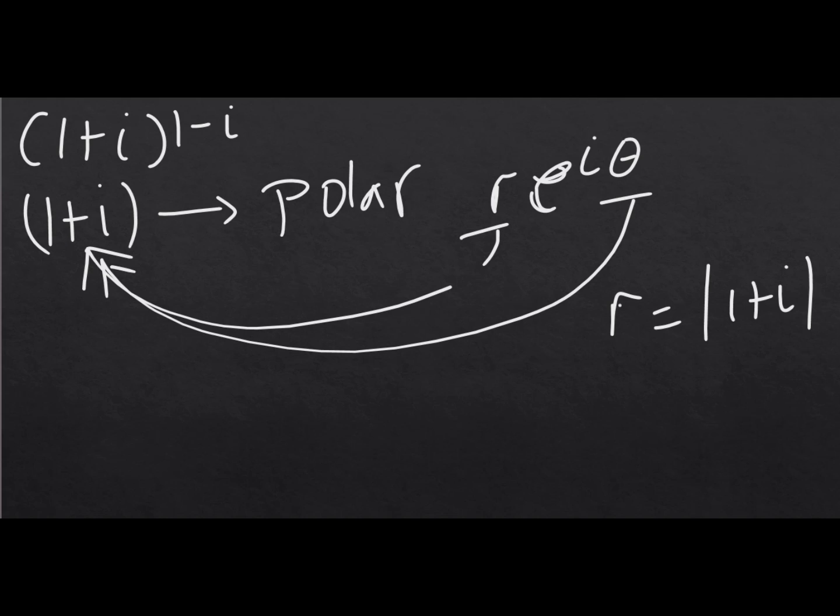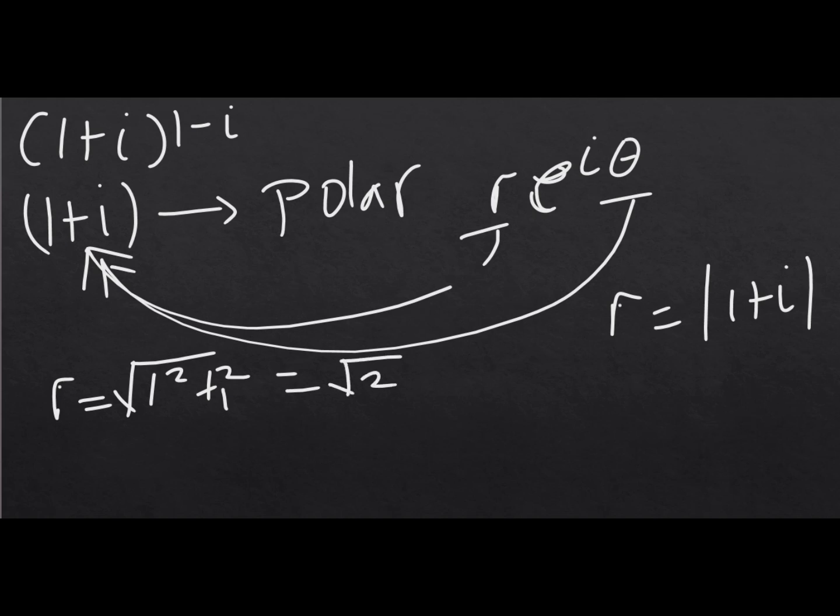So how do we find the magnitude? We just take the coefficients of the imaginary unit and the real part, square them, add them, and take the square root. So r should be equal to the square root of 1 squared plus 1 squared, which is root 2. We are done with r.